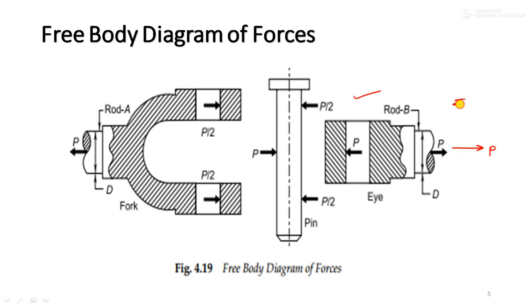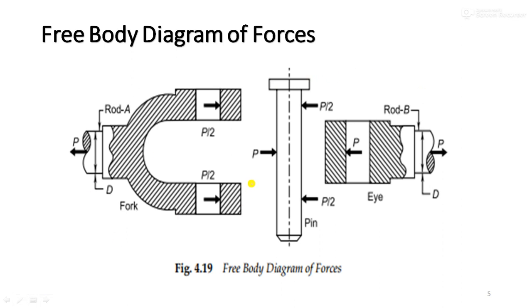Now again the same, the sum of all the forces acting on rod B should be equal to 0. So there should be a force P which is acting to the left of the eye end, which is equal and opposite to this force P. Okay, so in this way we have understood how these forces P are acting and maintaining the equilibrium condition. Now let us understand the forces acting on this pin. We have understood the forces acting on the rod A, that is the fork end, as well as the eye end. Now let us understand the forces acting on the pin.